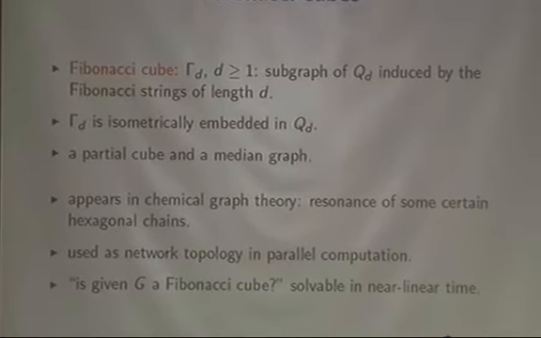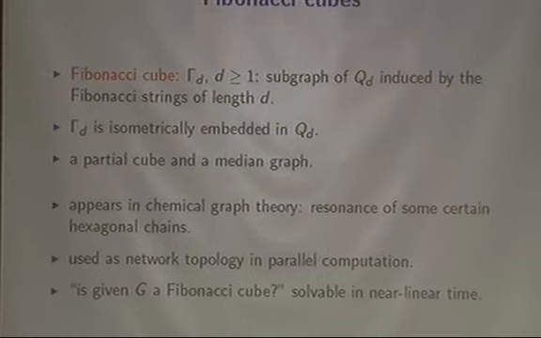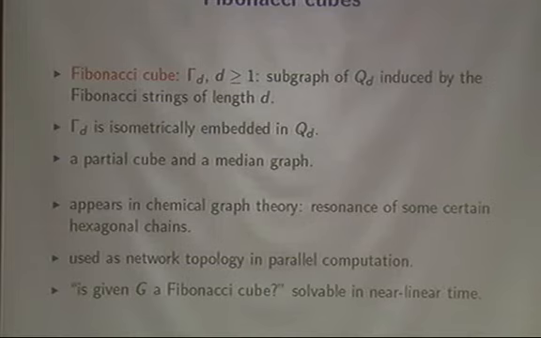So what is the Fibonacci cube? I will use gamma and d for the dimension. It's the subgraph of the hypercube of dimension d induced by the Fibonacci strings of length d. So you only look at those Fibonacci strings. Something that you have to prove, but it is not difficult, is that gamma_d, the Fibonacci cube of dimension d, is actually a partial cube. So the distances here are the same as they used to be in the original hypercube. That's quite easy to see.